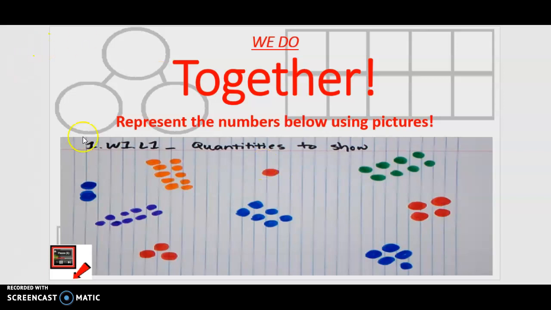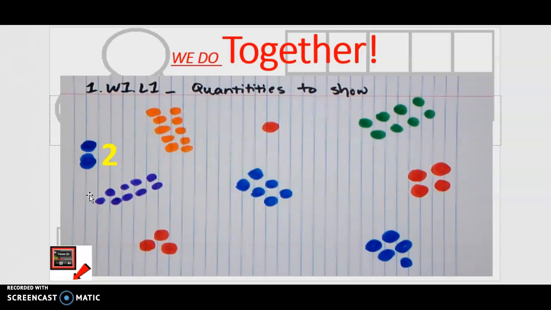Alright, so let's go ahead and start with these 2 right here. Well, I know they're 2 because I counted them, but let's go ahead and start together. 1, 2. So how many are there? 2, that's right. Let me go ahead and do these blue ones right here. So always 1, 2, 3, 4, 5, 6, 7, 8, 9. Well, there are 9. And then the orange up here, 1, 2, 3, 4, 5, 6, 7, 8, 9, 10. Let me go ahead and do these red ones right here. 1, 2, 3. Did you get 3? Do the blue ones also.